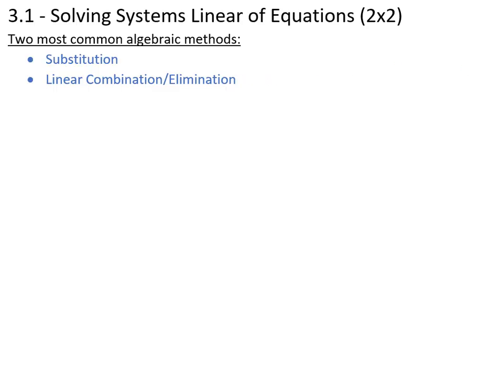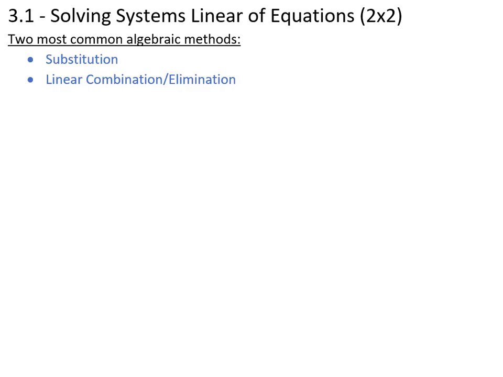Okay, there are a few other methods that are less common, and we will learn these later on in the chapter: one called Cramer's rule, and then through matrices, where the 2x2 name will also make more sense when we talk about matrices. Okay, for now though, we're going to focus on these two for today's lesson.